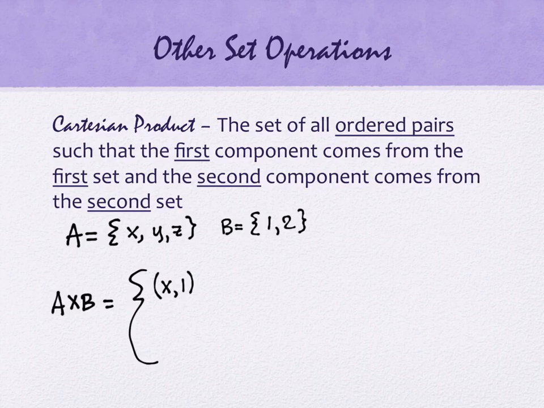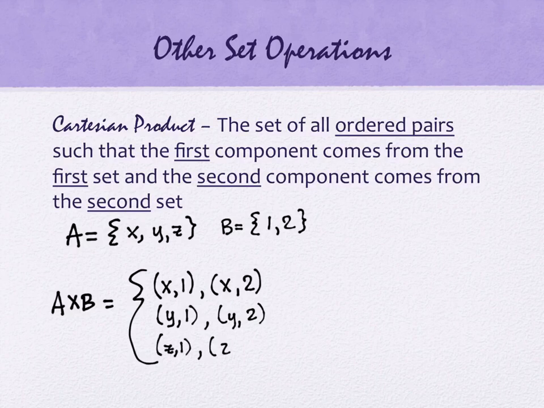But that's not the only joining that could have happened. I could have joined X with person 2, right? That would have been another possible joining. I could join Y with 1 or Y with 2. I'm just listing all the pairings out. Or I could have done Z with 1 or Z with 2. And take a look at what happens when you do this.